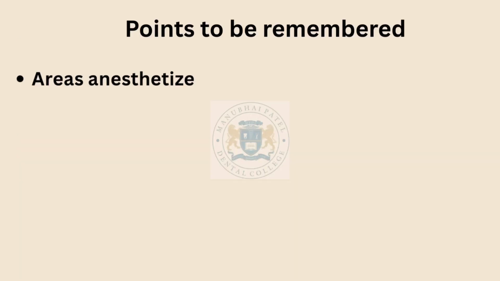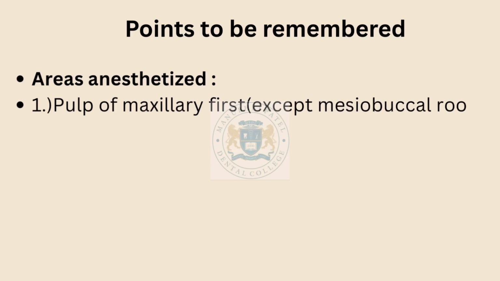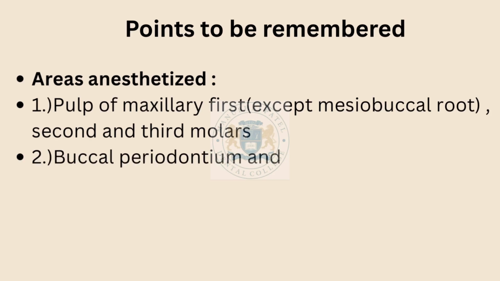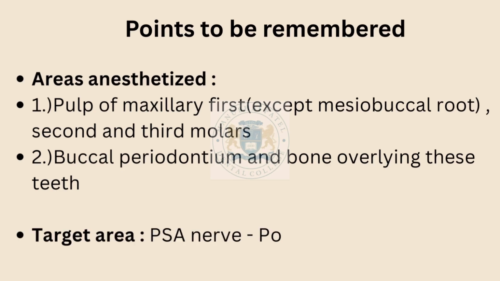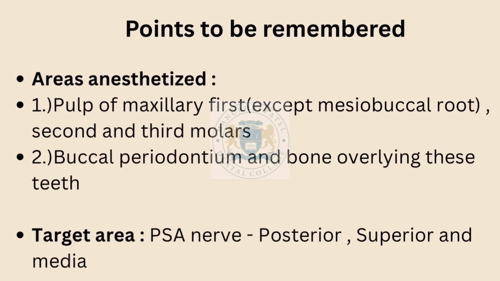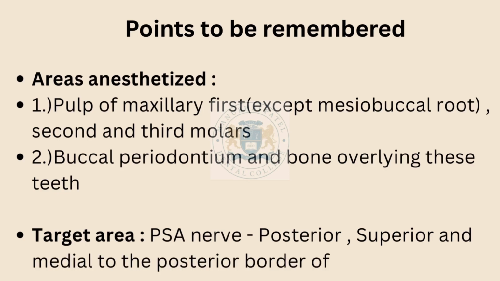Points to be remembered. Its areas anesthetized include, first, the pulp of maxillary first molar except the mesiobuccal root, and second and third molars. Second, buccal periodontium and bone overlying these teeth. Its target area is the PSA nerve, posterior, superior and medial to the posterior border of the maxilla.